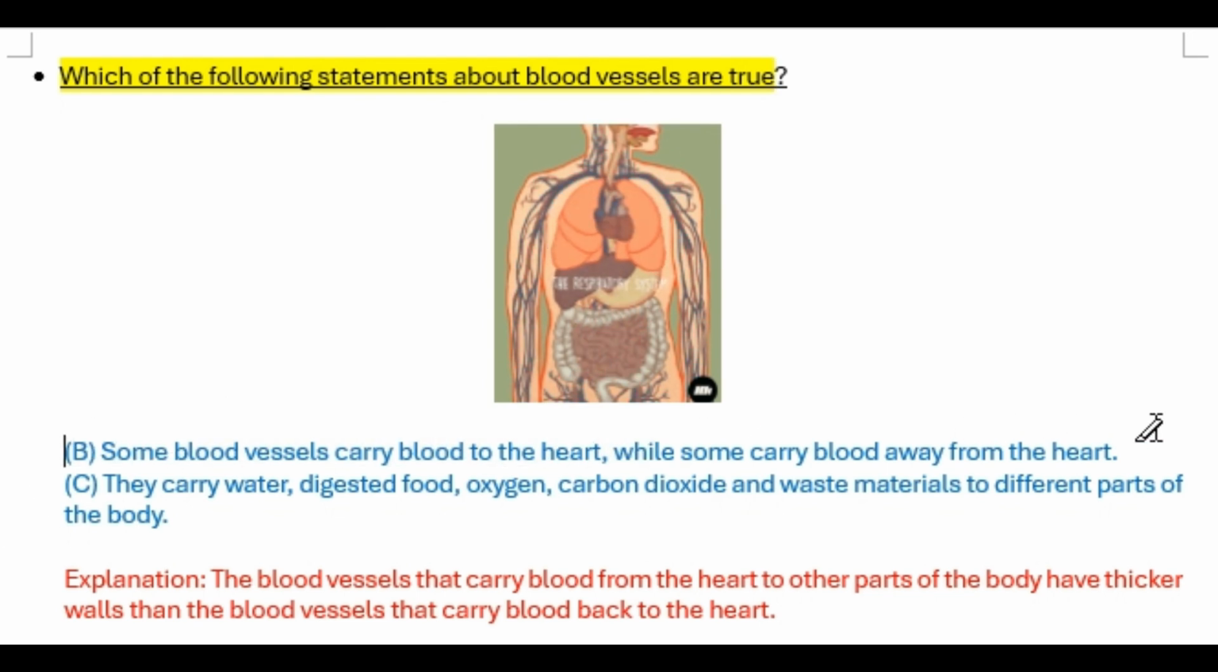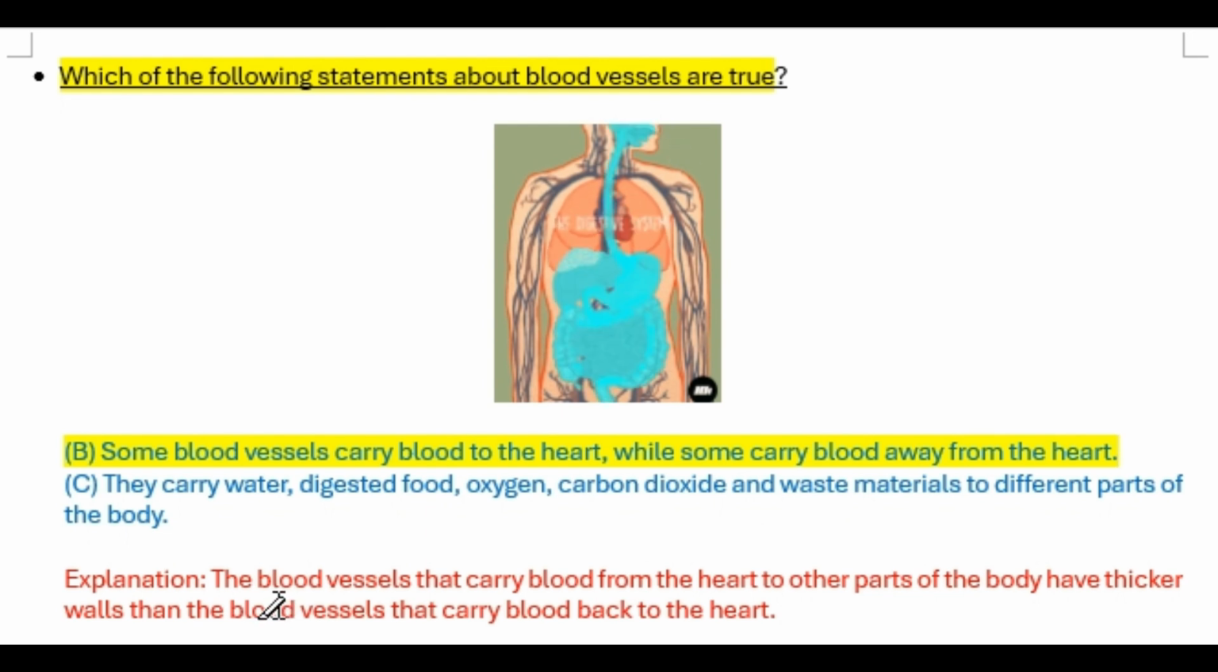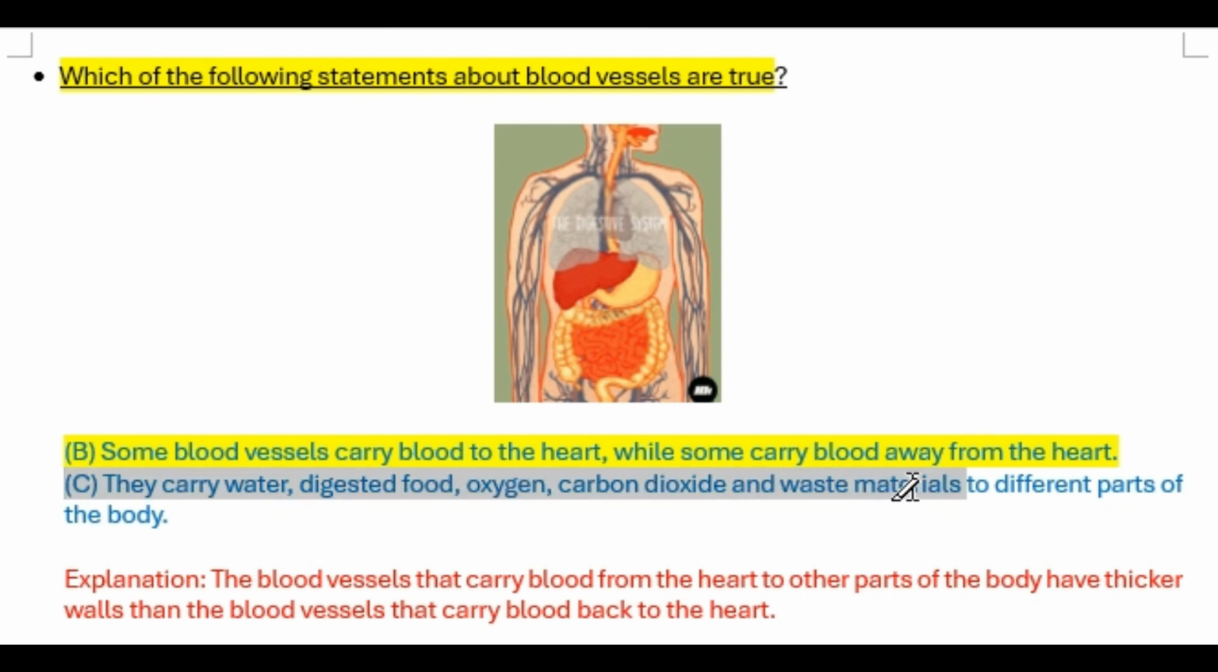B. Some blood vessels carry blood to the heart, while some carry blood away from the heart. C. They carry water, digested food, oxygen, carbon dioxide, and waste materials to different parts of the body. Explanation: the blood vessels that carry blood from the heart to other parts of the body have thicker walls than the blood vessels that carry blood back to the heart.